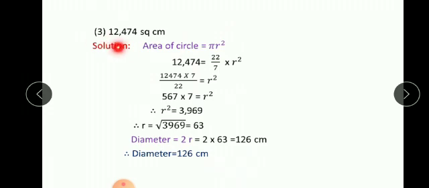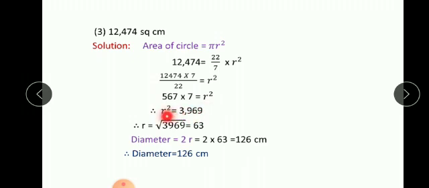Now the third sub question of second question, that is 12,474 square centimeter. This is given as area. So which formula again? Area of circle is pi r square. So substitute the value of area as 12,474, which is equal to pi, that is 22 upon 7, into r square. So now again take the reciprocal and multiply here. 12,474 is multiplied with 7 upon 22 is equal to r square. So after cancellation, what do we get? 567 into 7 is equal to r square.